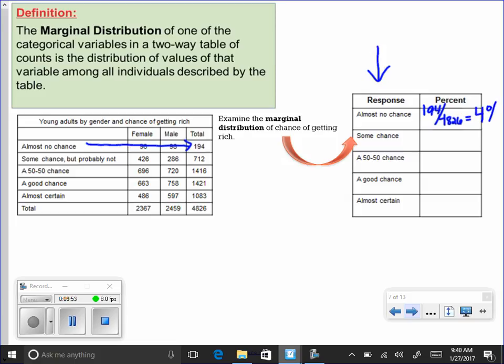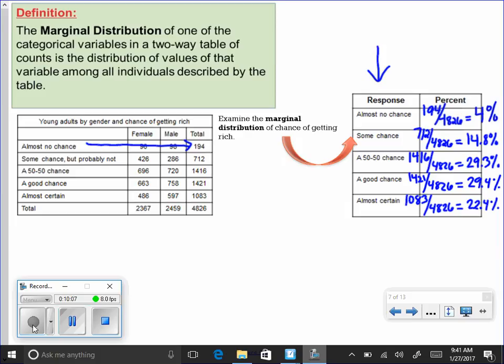So pause the video. Take a moment and I want you to try the other four on your own. So take a look at the numbers I got. So some chance I got 14.8%. A 50-50 chance is 29.3%. A good chance is 29.4%, and almost certain is 22.4%. Since we took the marginal distribution of all the values, if we were to add up our percentages, we should be approximately at 100%.